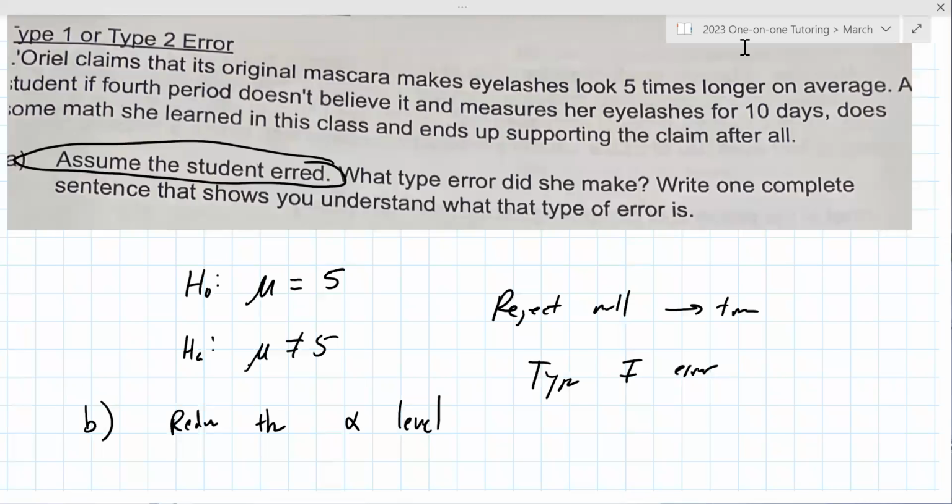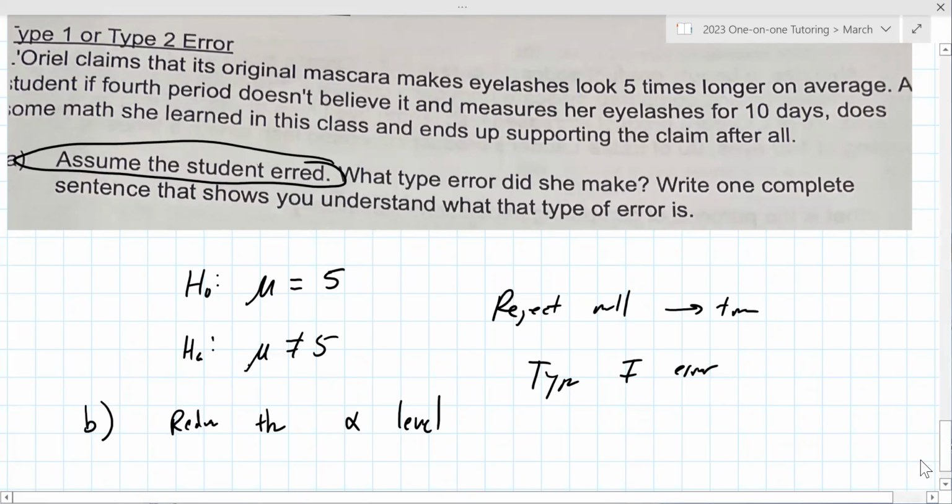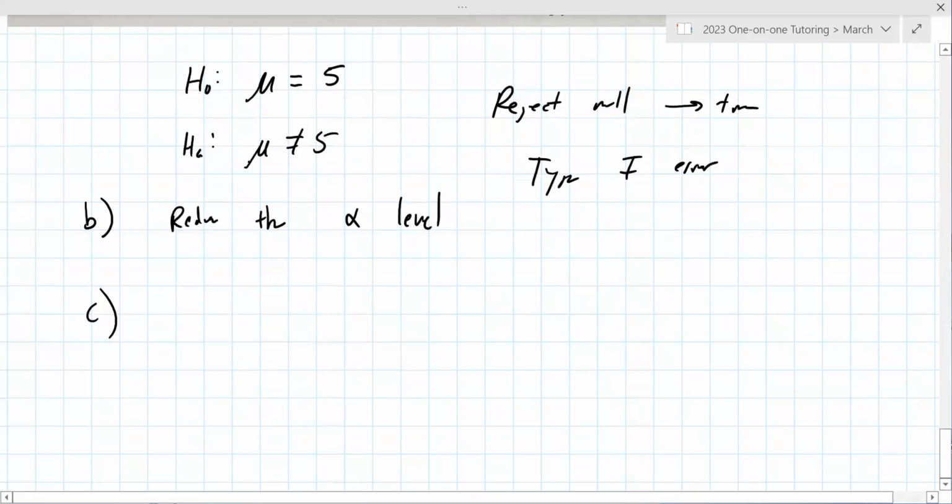And D is always a type 1 error. They're always worse.